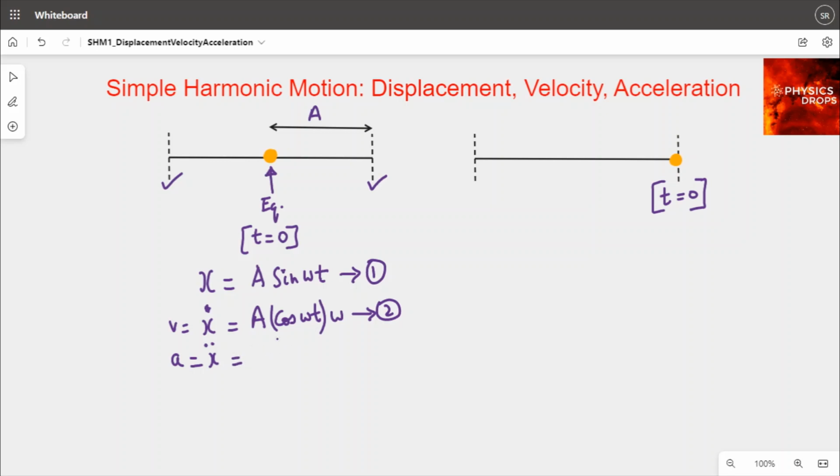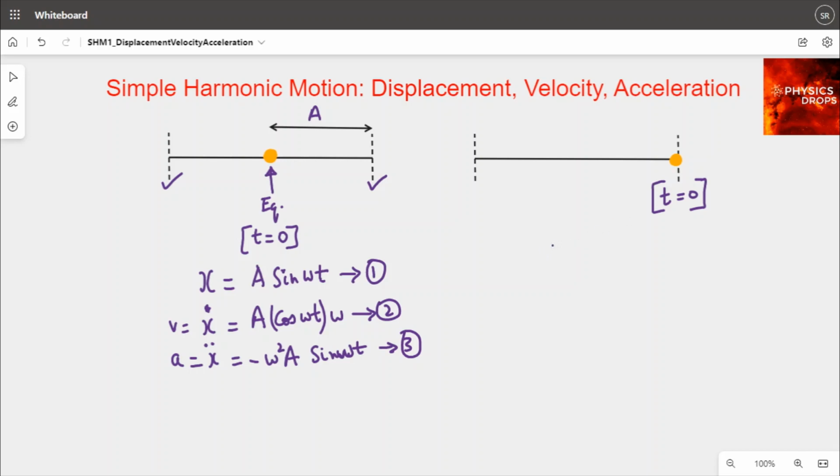Acceleration is the rate of change of velocity, so it is the double differentiation of displacement, x double dot. If we differentiate the right hand side of equation 2, the differentiation of cos ωt is minus sin ωt, and again for the ωt we get an ω there. So a stays there, we get sin ωt, and we get another ω and a minus sign. So it becomes x double dot = minus ω square a sin ωt. This is equation 3.